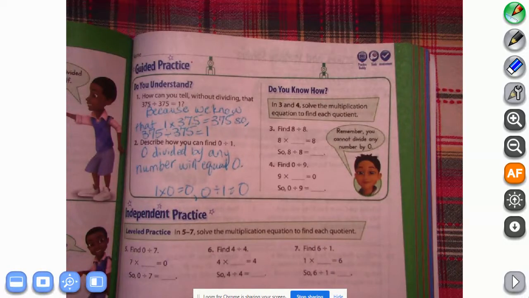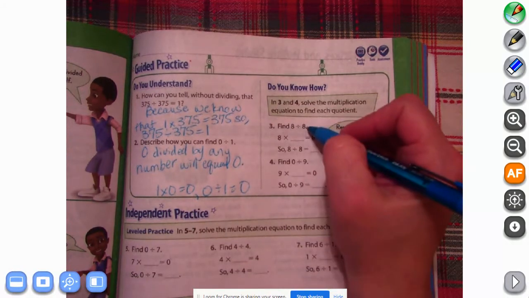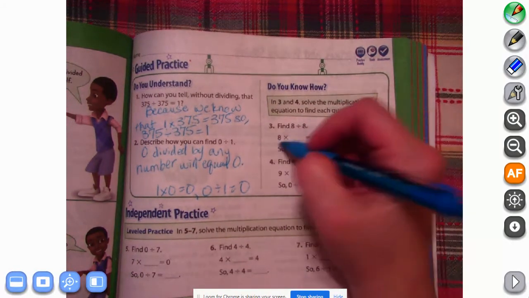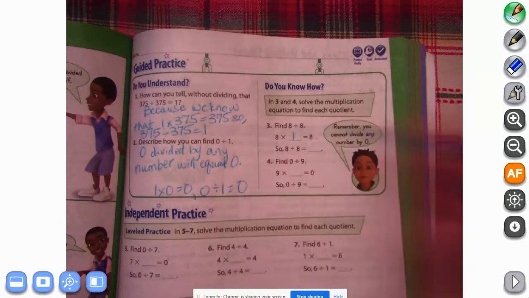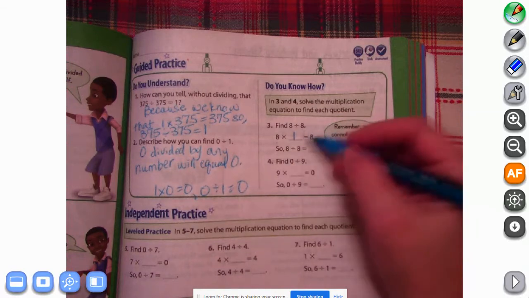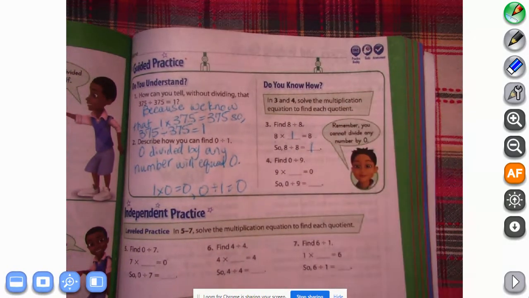All right, we're going to go to number 3 and 4. In 3 and 4, solve the multiplication equation to find each quotient. Remember, a quotient is the answer to a division problem. It says here, remember, you cannot divide any number by 0. So 8 divided by 8 is the same as 8 times what will give you 8? That's 1. So if we switch this around, 8 divided by 8 will equal 1.